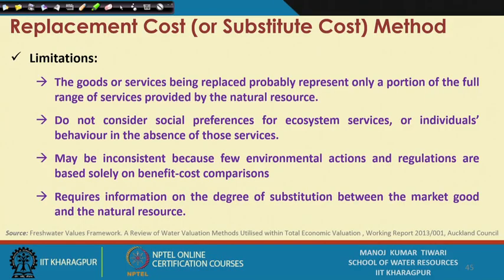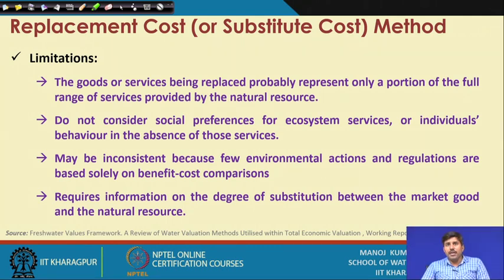Now the limitations. The goods or services being replaced probably represent only a portion of the full range of services, as I was saying with the example of the Ganga. The services of the Ganga are not just to maintain clear water flow; they are many, including management of the aquatic ecosystem, and the livelihoods of several people depend on it. So the valuation has many more components as well. This method limits itself to the component we are considering for replacement or substitution. That is one major limitation of the method.